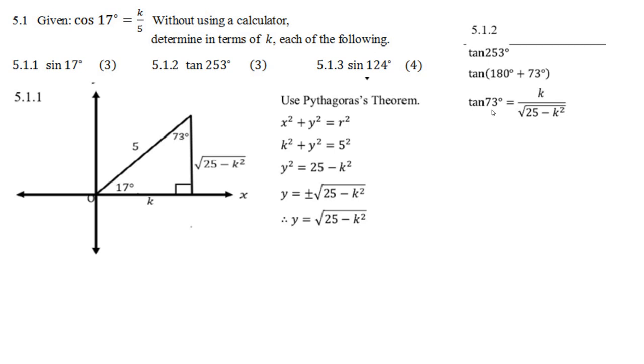It's positive. And what's tangent? It is opposite over adjacent. There's your 73 degrees, and I'm looking at the answer. It's k over root 25 minus k squared. So that's why it was useful to go 90 minus 17. You can read the answer right off of here. That's the third quadrant, and tangent's positive.